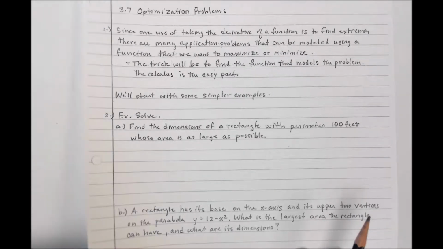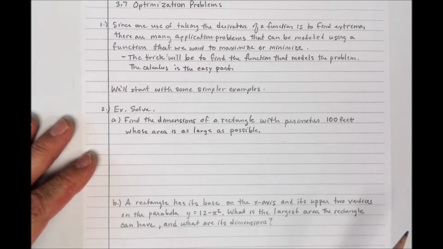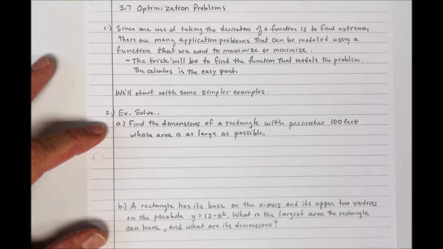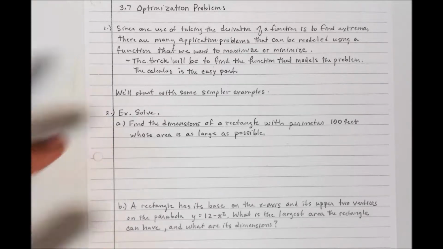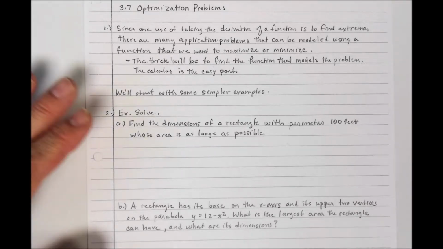So first things first. Example A. Find the dimensions of a rectangle with perimeter 100 feet whose area is as large as possible. Now, as I would always suggest with anything that involves some kind of a geometric idea, draw a diagram, label, and then determine what you want to use for your variable and set up your function based on the information in your diagram.